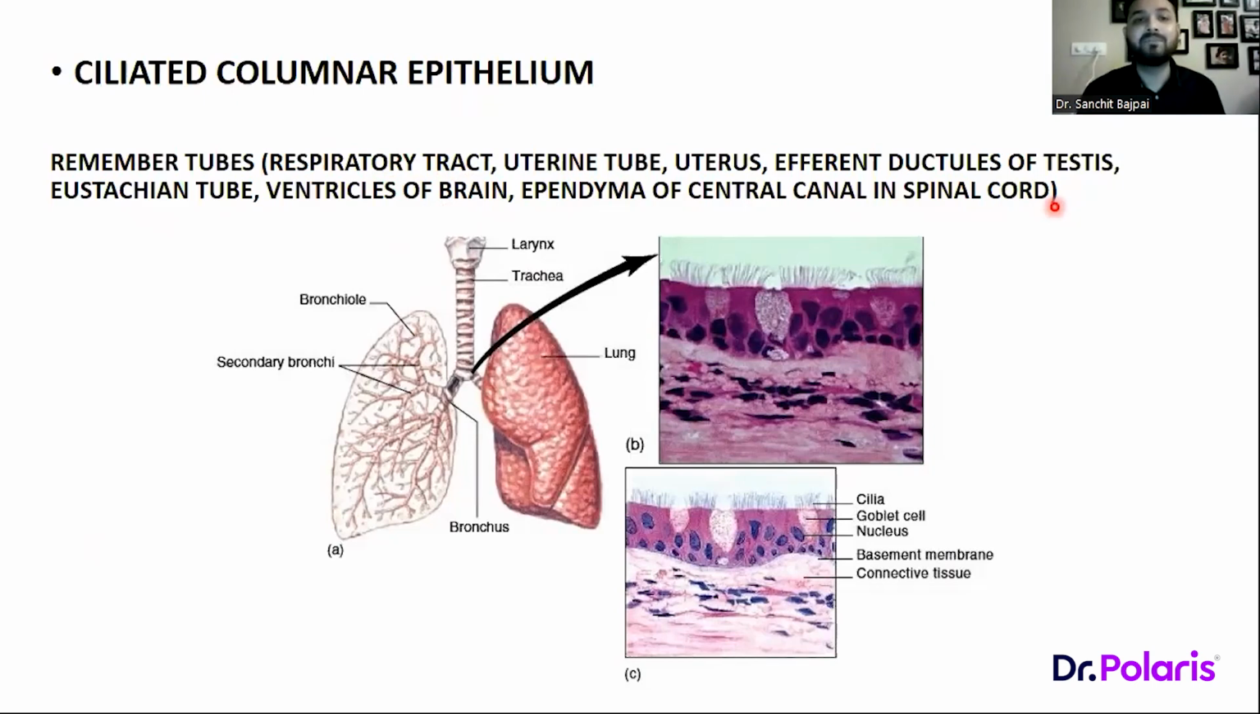Big word, but just remember, in the spinal cord there is something called a central canal. In the center of the spinal cord there is a small canal, and this canal is meant for CSF circulation. So the lining of that is called ependyma, which is a glial cell, and this ependyma is basically helping that CSF circulate up and down. It is maintaining CSF circulation or maintaining homeostasis there. Right? So now you remember the tubes. If you remember the tubes, you'll remember ciliated columnar epithelium well.